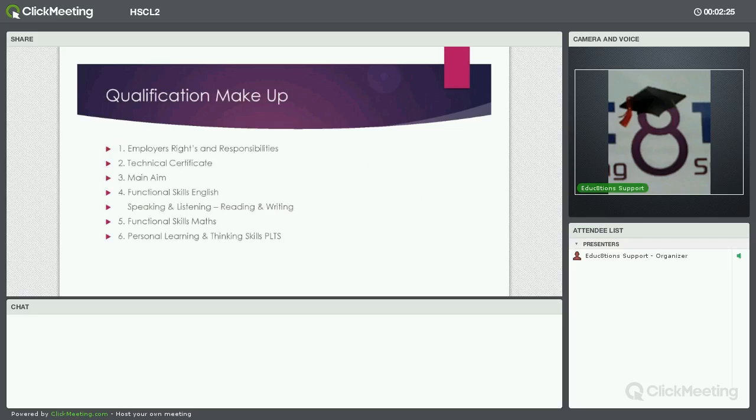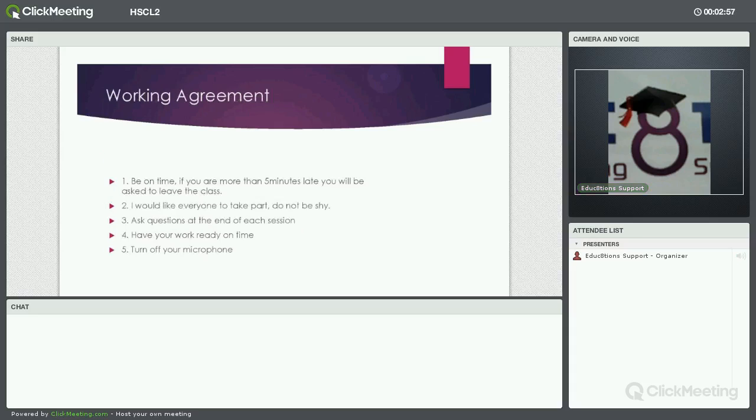So moving on to the qualification makeup, which is your employer's rights and responsibilities, your ERR workbook. You've got your technical certificate. You've got your main aim. You've got functional skills exams in English, which are made up of speaking and listening, and then reading and writing. And you've also then got your functional maths on a different day, obviously. And then you've got PLTS, which is your personal learning and thinking skills.